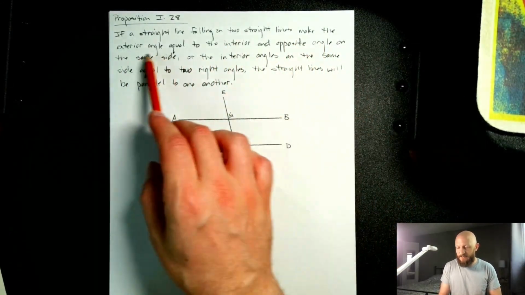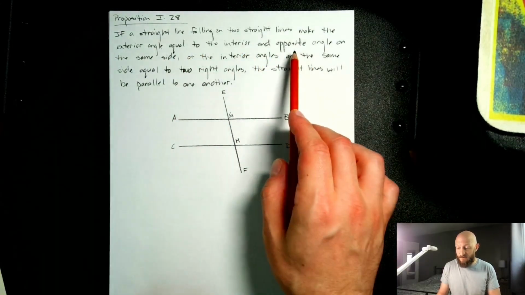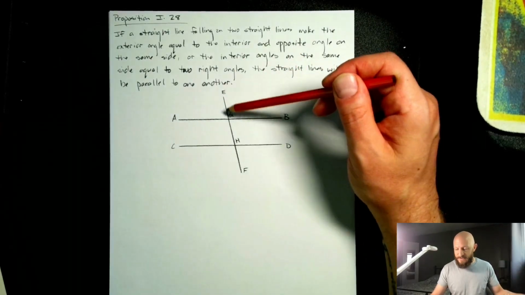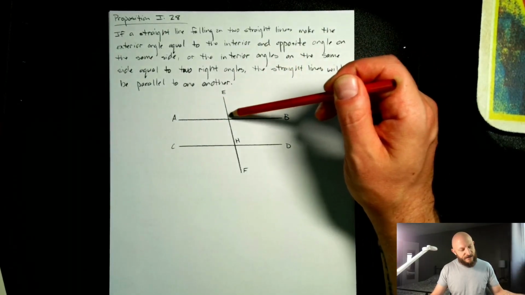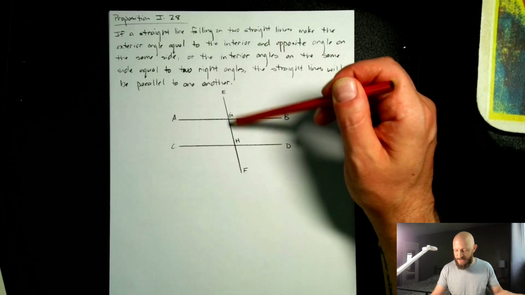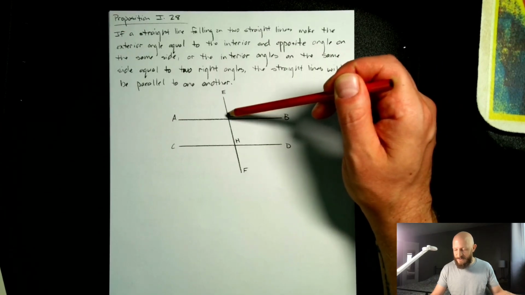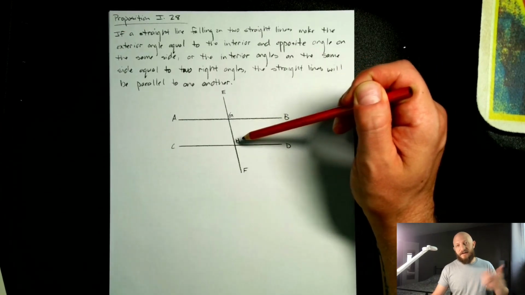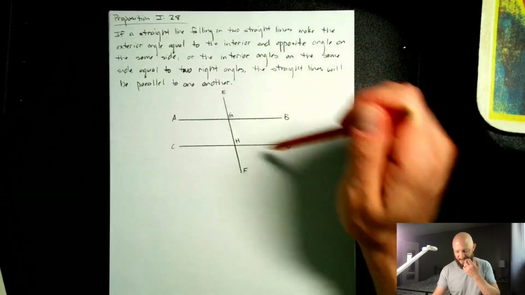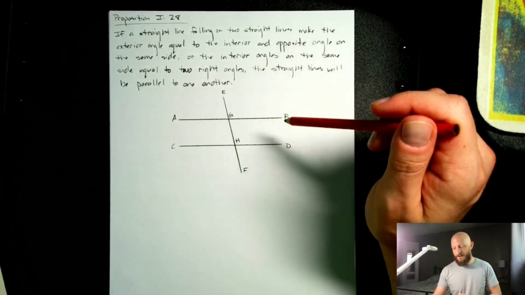If the exterior angle is equal to the interior and opposite angle, meaning if EGB is equal to GHD, that's the first condition. If that condition is met, then AB and CD are parallel.